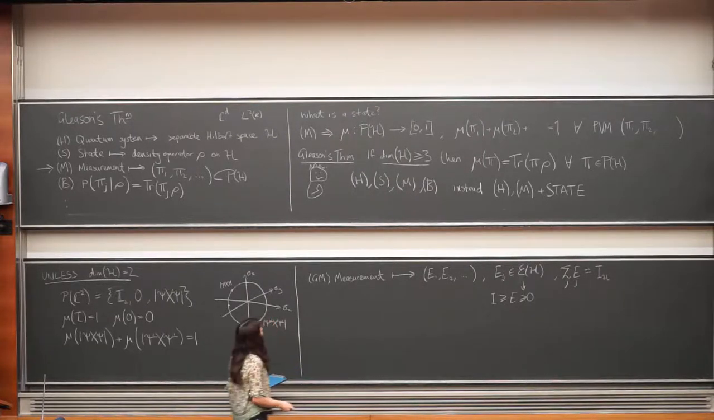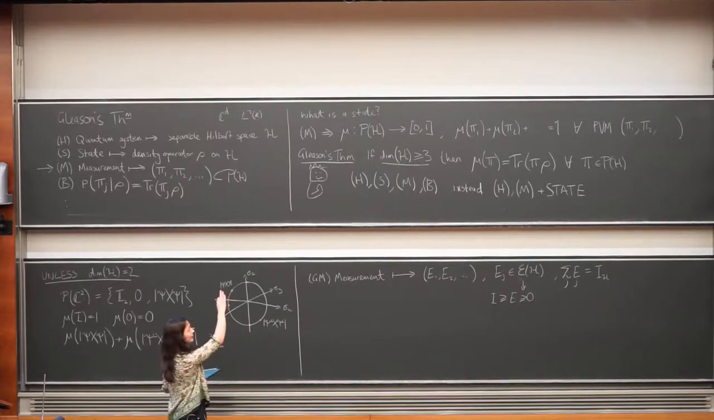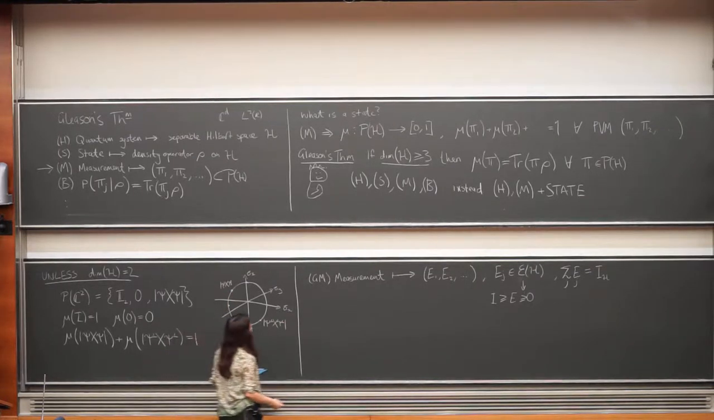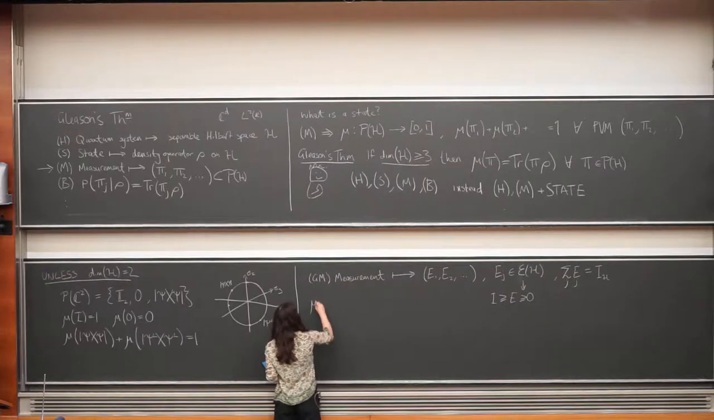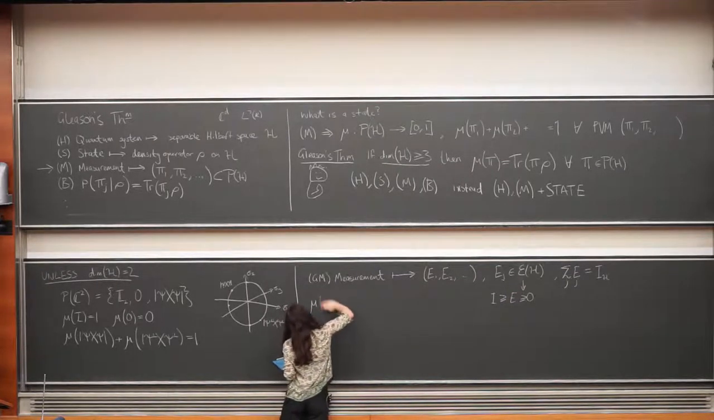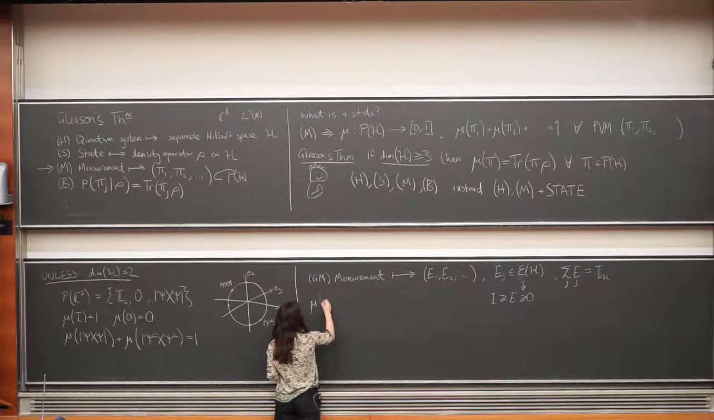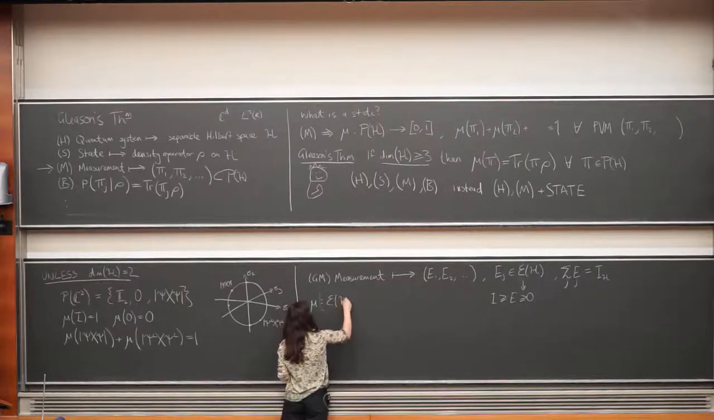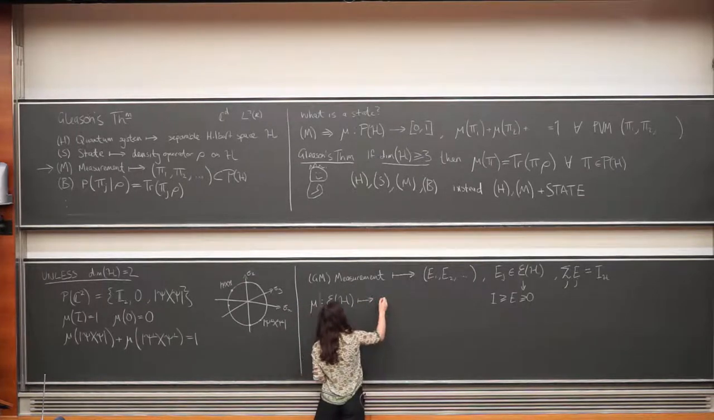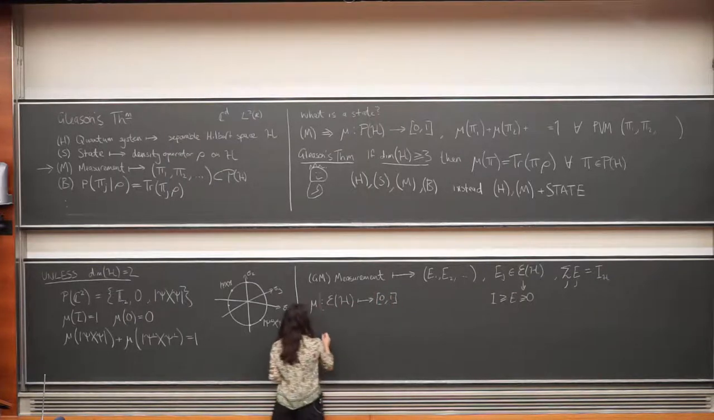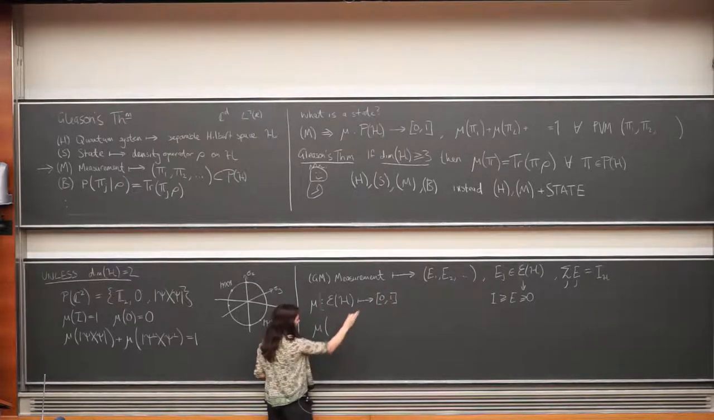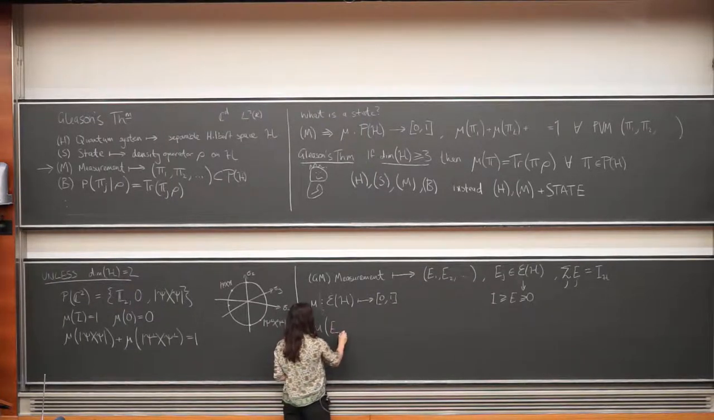Okay, so now we can use our same "what is a state" logic as before to think that a state should now be a map mu on our space of effects to probabilities, and that if we have some POVM, then the probabilities that we assign to each of these outcomes sum to one.